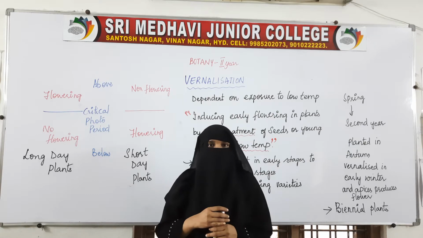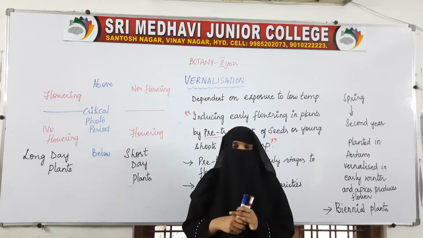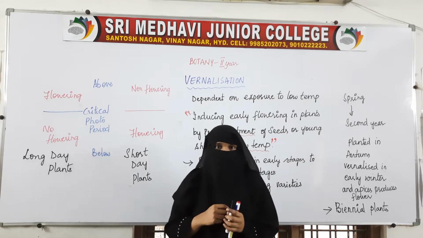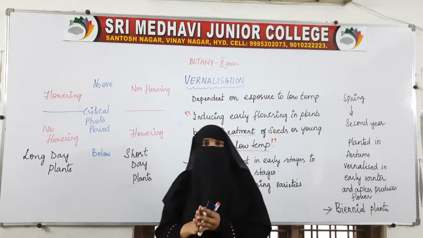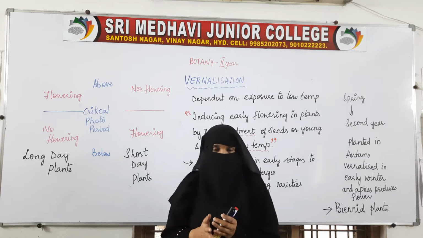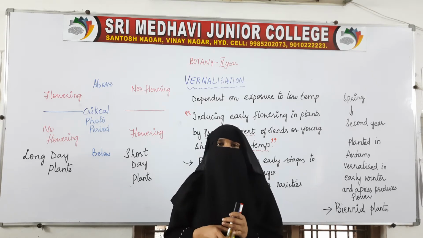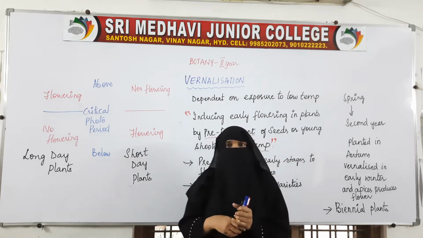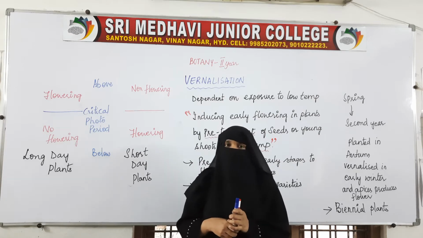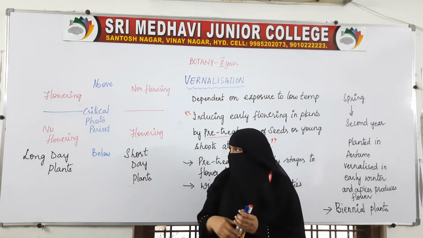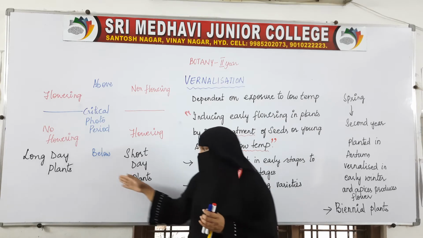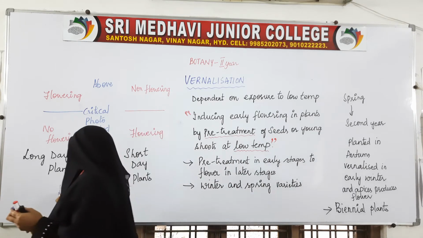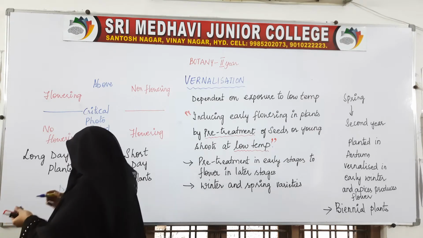Here in photoperiodism, the plants are exposed to a period of sunlight, plants are exposed to sunlight for a period of time, in order to induce flowering. So depending on this exposure of plants to light, the plants are classified into long day plants, short day plants and day neutral plants.